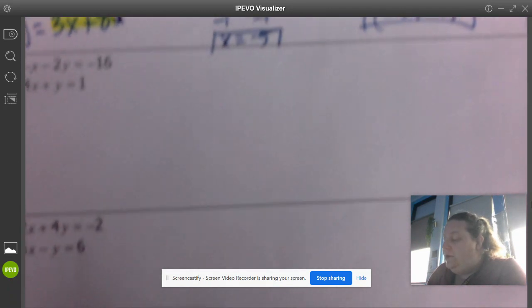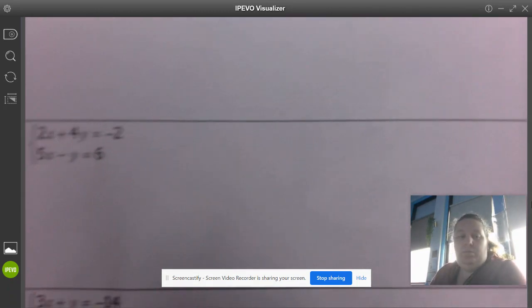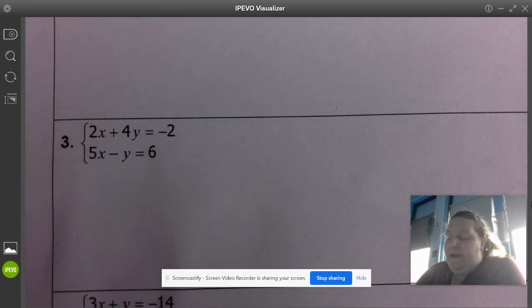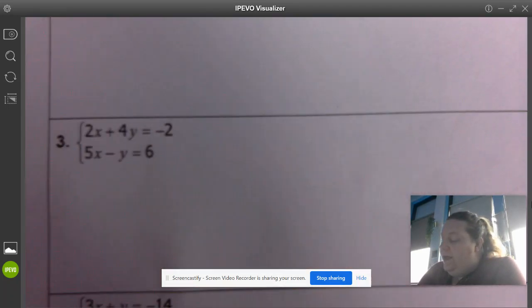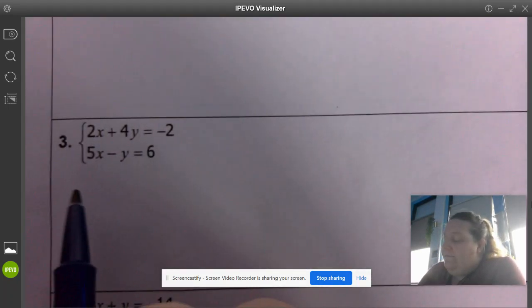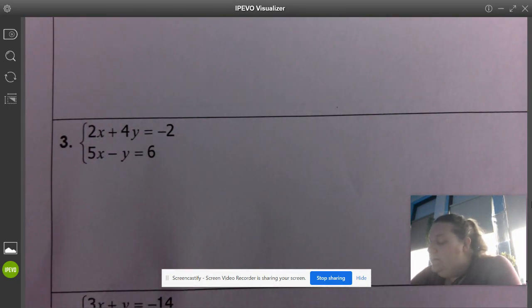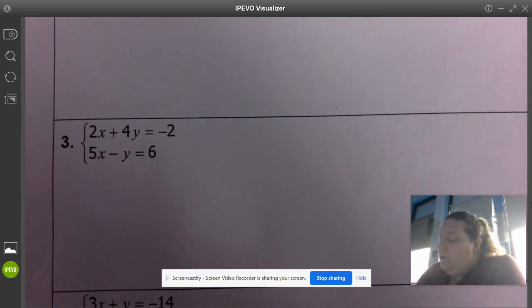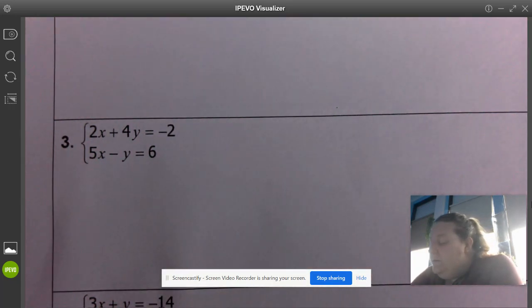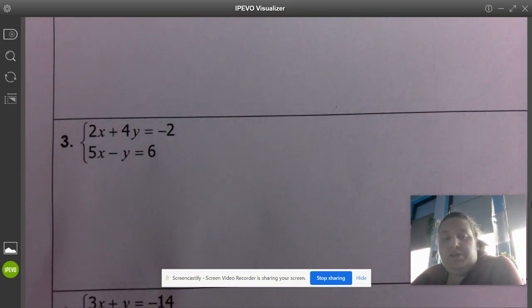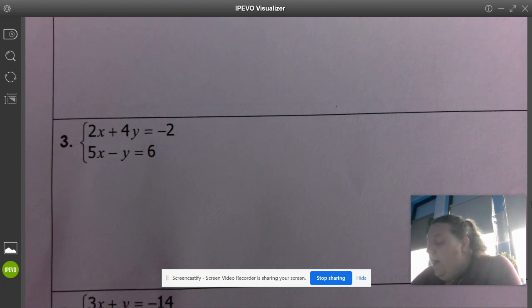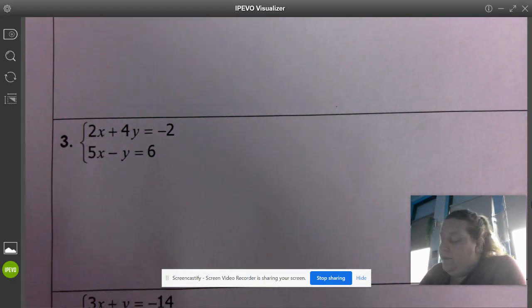Okay. I'm going to do number 3. So I have 2x plus 4y equals negative 2. And I've got 4x minus y equals 6. So 2x plus 4y, they both have coefficients. And 4x minus y, well, the y is just a coefficient of 1, so I can eventually get that by itself pretty easily. So that's the equation we want to work with.